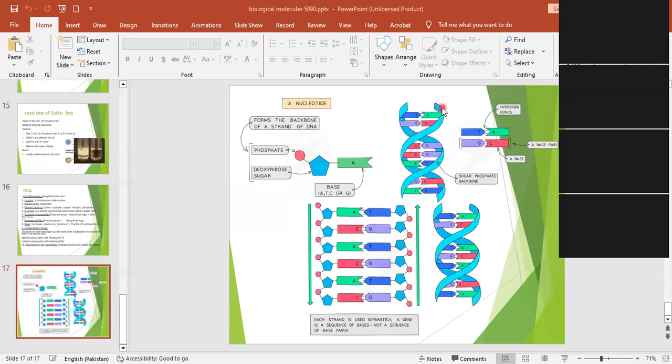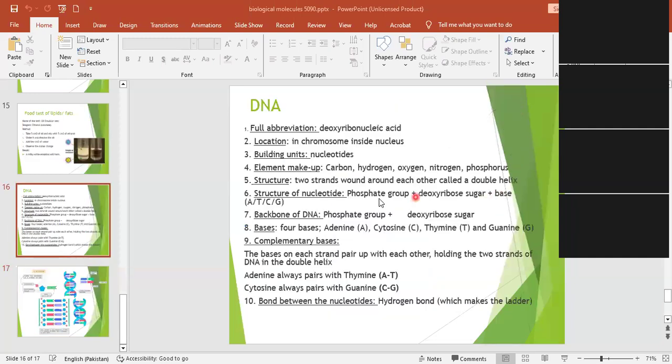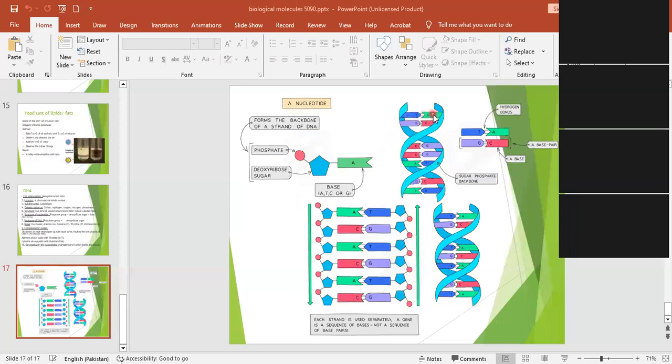ठीक है? So there are two strands. You can see there are two strands and they are twisted around each other. They are wound around each other. That's why it's known as double helix. Okay? And between this double helix, can you see these structures present which are holding these two strands? They are the nucleotides. Okay, they are the one nucleotide.